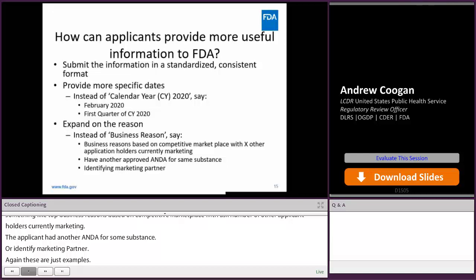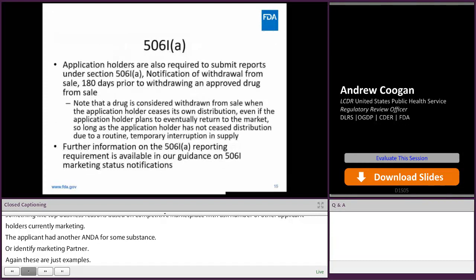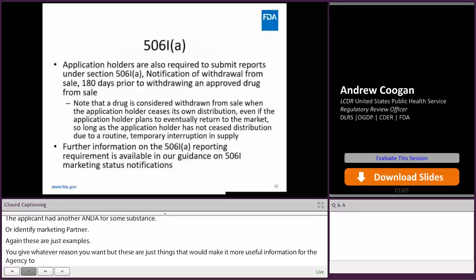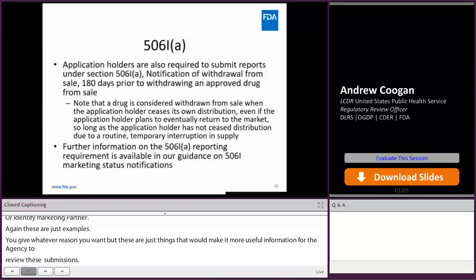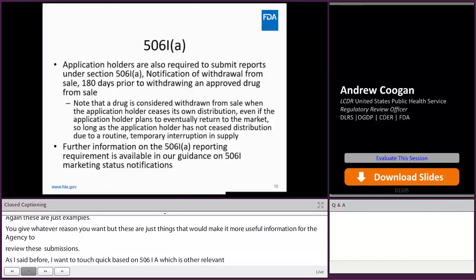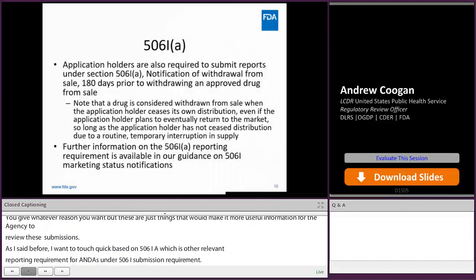As I said before, I just want to touch quick base on 506IA, which is the other relevant reporting requirement for ANDAs under 506I submission requirements. So applicant holders are required to submit reports under 506IA, notification of withdrawal from sale, 180 days prior to withdrawing an approved drug from sale.